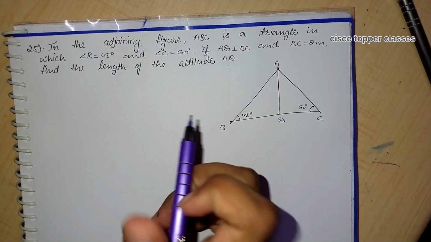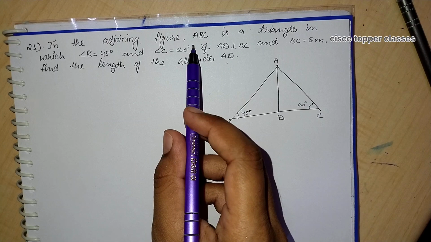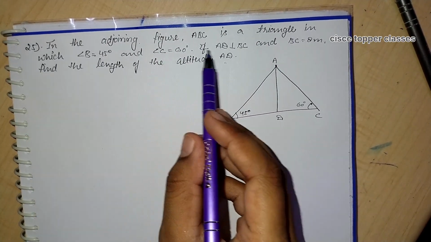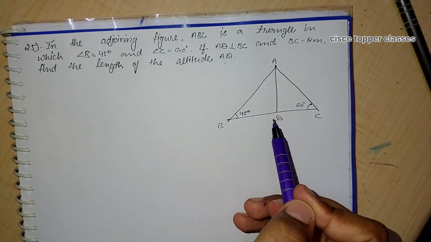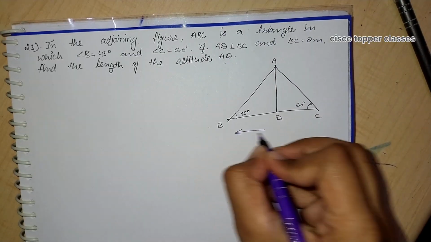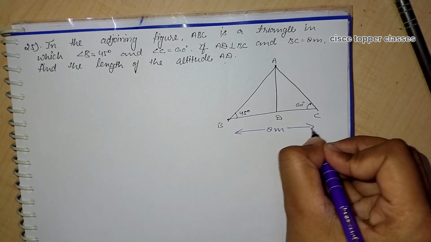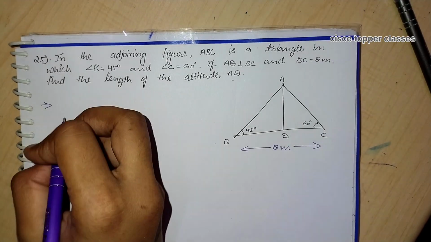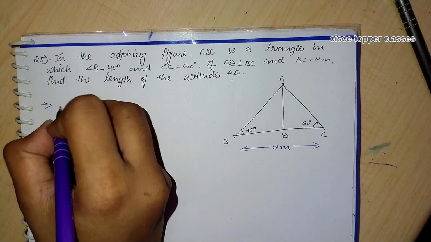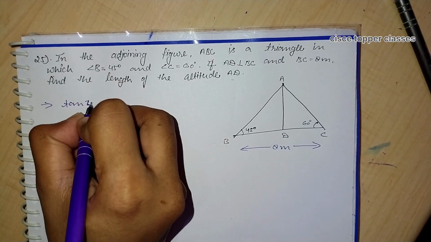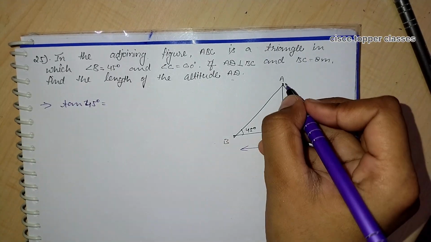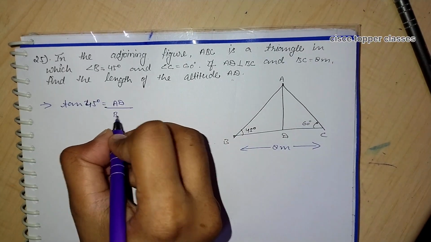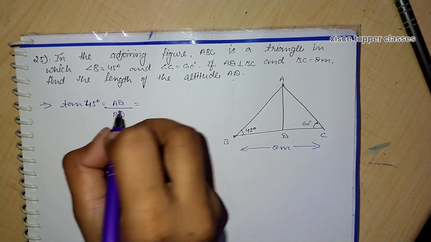Now let us solve your 25 question. In the adjoining figure, ABC is a triangle in which angle B is 45 degree and angle C is 60 degree. If AD is perpendicular to BC here and BC is given to us as 8 meter, then find the length of the altitude AD. So from there we can write in the adjoining figure, ABC is a triangle. So firstly we can write here tan 45 degree, because angles are given here. So we can write perpendicular by base is the tan 45 degree, means AD by BD. We will put the value here.